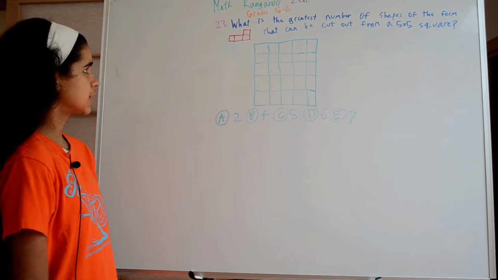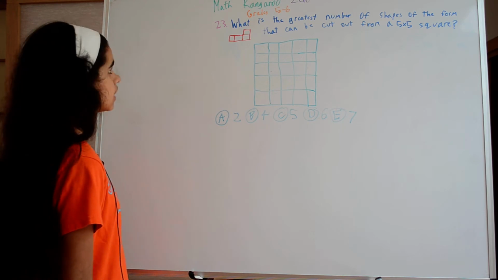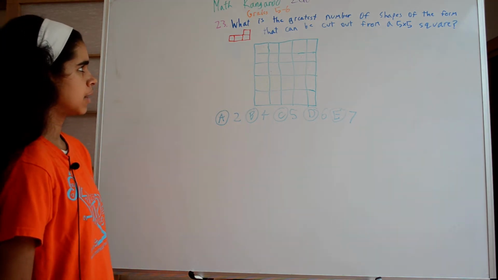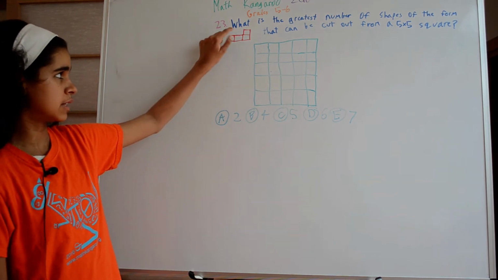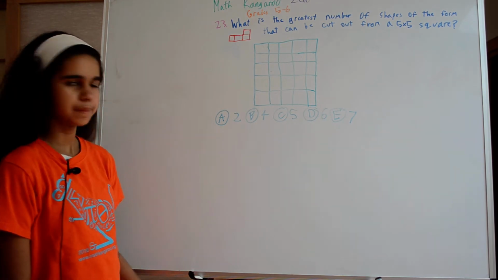Hi, today I'm going to show you how to solve problem 23 from the 2016 Math Kangaroo grades 5 to 6. Here's the problem. What's the greatest number of shapes of the form that look like this, with 3 squares on the bottom and a square on top, that can be cut out of a 5 by 5 square?